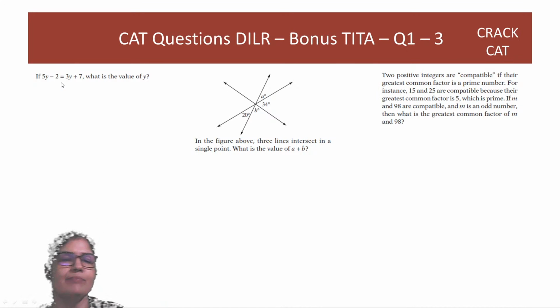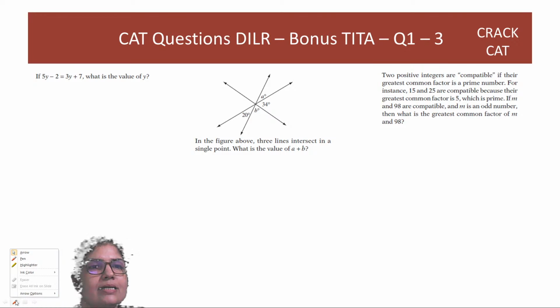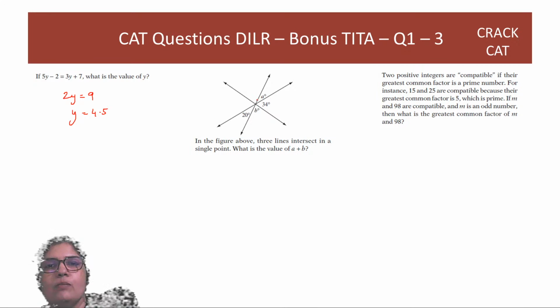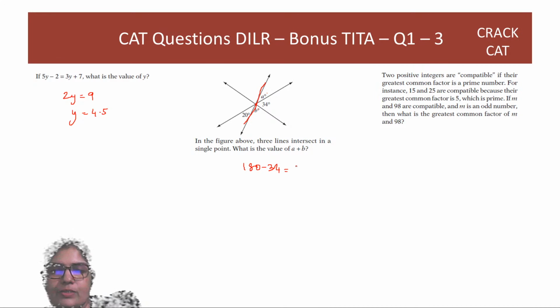If 5y minus 2 is equal to 3y plus 7, so 2y is equal to 9 and hence y is equal to 4.5. Three lines intersect in a single point. What is the value of a plus b? So this is 180 degrees, out of which the middle angle is 34 and hence your value is going to be 146.